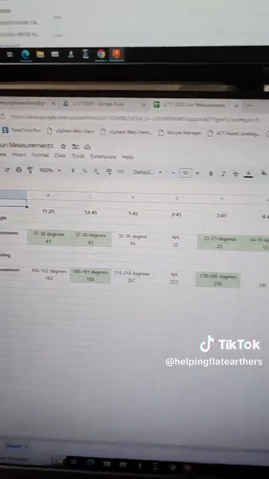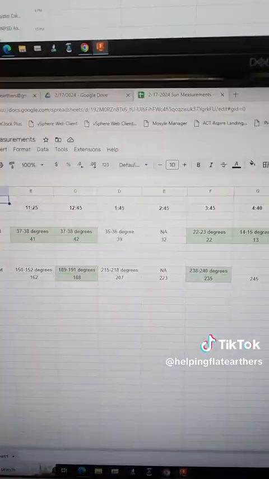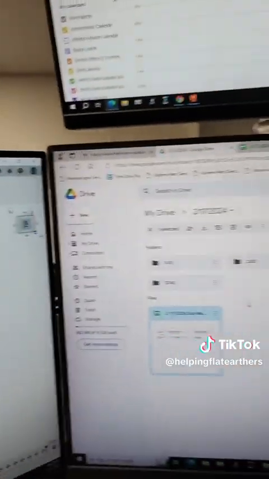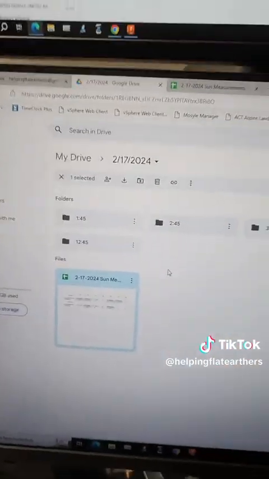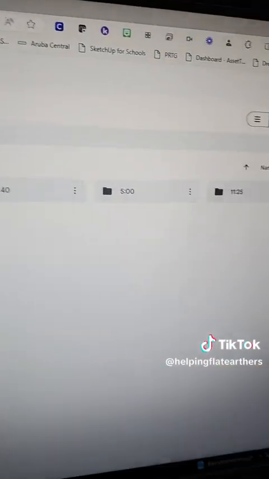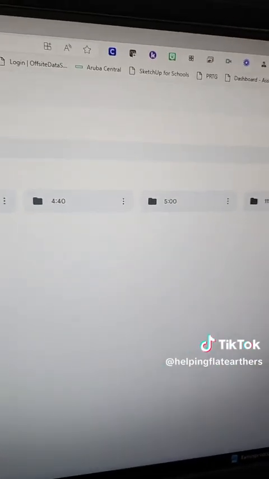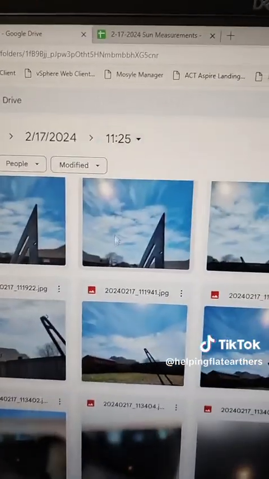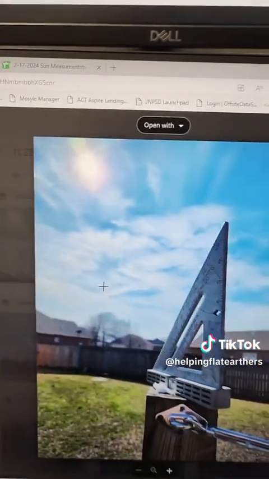So what I did is, because you're asking about how did I do this, here's the Google Drive that I have. Sorry for everything going crazy. Hold on, let me unplug this. It may help. Here's all the times. So for example, let's do 11:25, and here is this photo of 11:25.